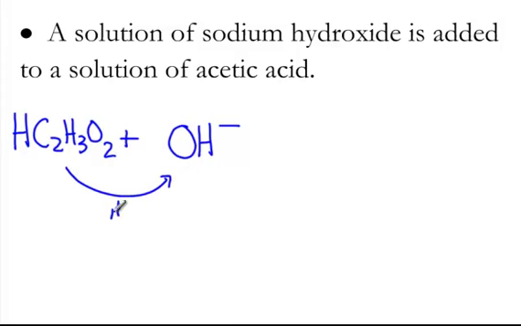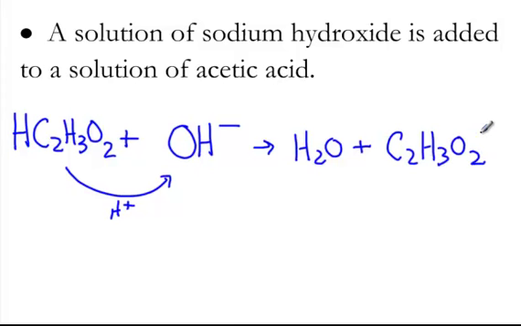What do all acids do? All acids give away H+. What do we end up getting is water, H2O, or HOH. And what's left over is the acetate ion, which is C2H3O2 with a minus charge. All of our atoms, all of our charges are balanced out in this one, so we're good to go.